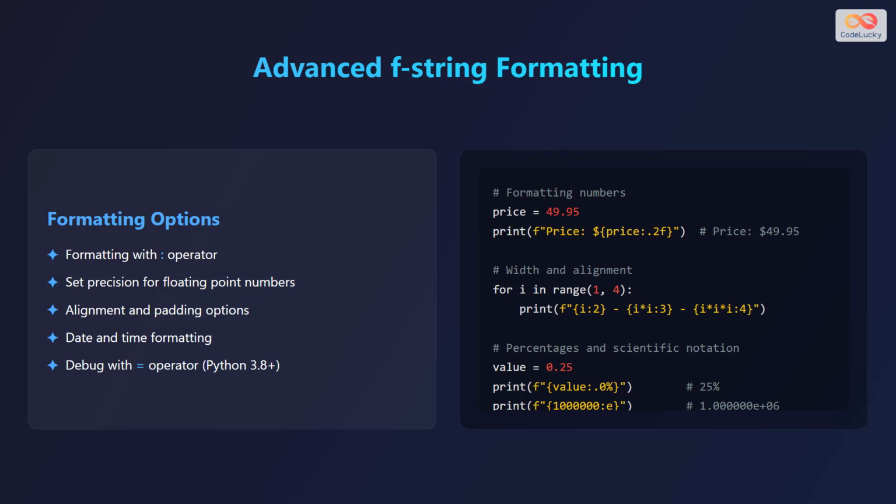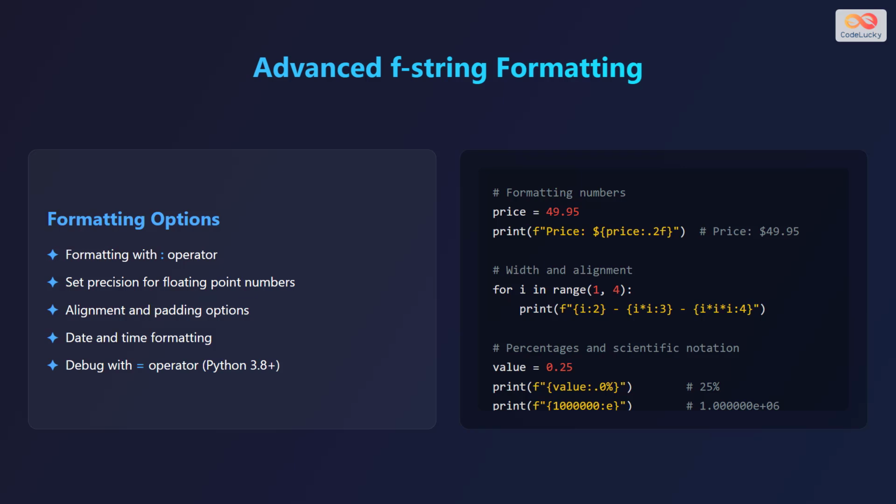For formatting numbers, consider the variable price, assigned the floating point value 49.95. Using the line print(f"price: ${price:.2f}"), we can format the price to display only 2 decimal places.